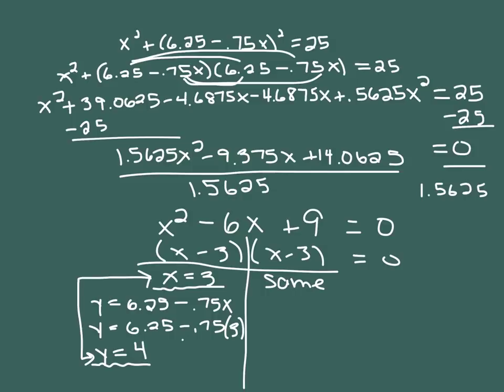So that is going to be our one and only point of intersection here. If you were to take the other side and solve it, you would wind up with the same point of intersection. So there's only one point of intersection here. So this is our answer.